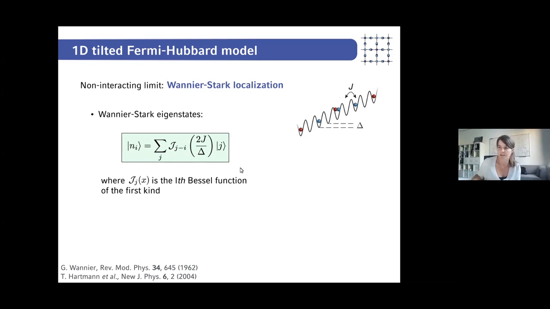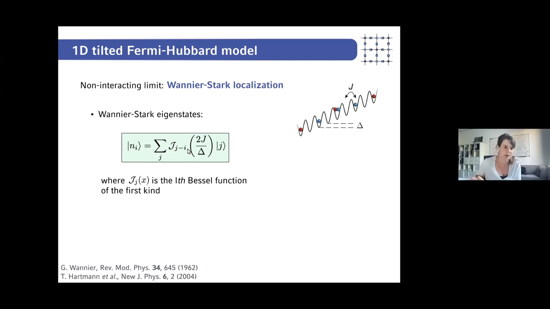And here, these eigenstates, these J's, are local Wannier orbitals on site J in the lattice. And these Bessel functions give the weight on neighboring lattice sites in the model. What does it mean if we look at non-interacting dynamics? How can we see this localization?